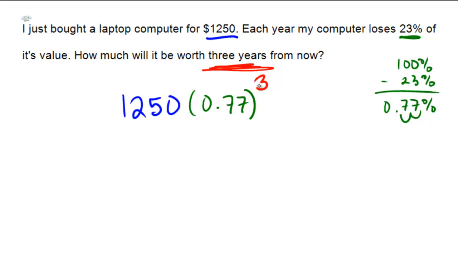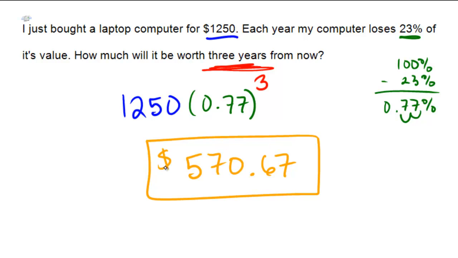And so we want to calculate 1,250 times 0.77 to the power of 3. And hopefully, if you're playing along at home here, you got 570.666. So I'll round that to 67. It looks like that computer is now worth $570.67.